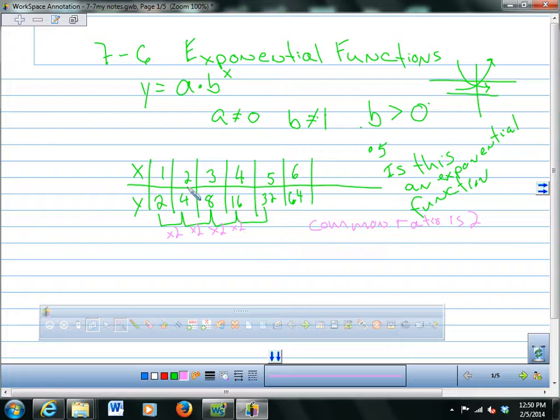Dividing. So if I divide this number by this number, what do I get? 2. If I divide this by this, what do I get? So to figure out what I'm multiplying by, all I have to do is take the next number and divide by the previous number, okay?